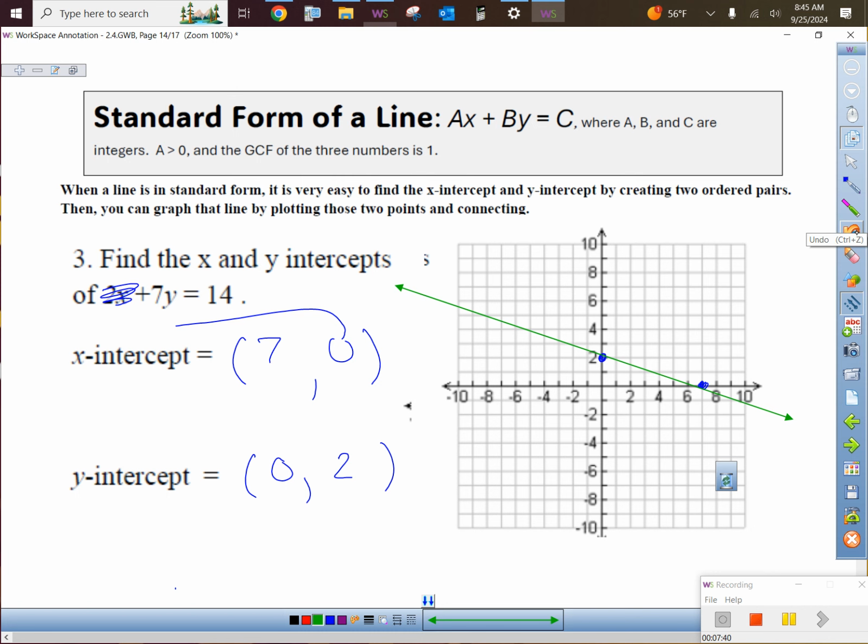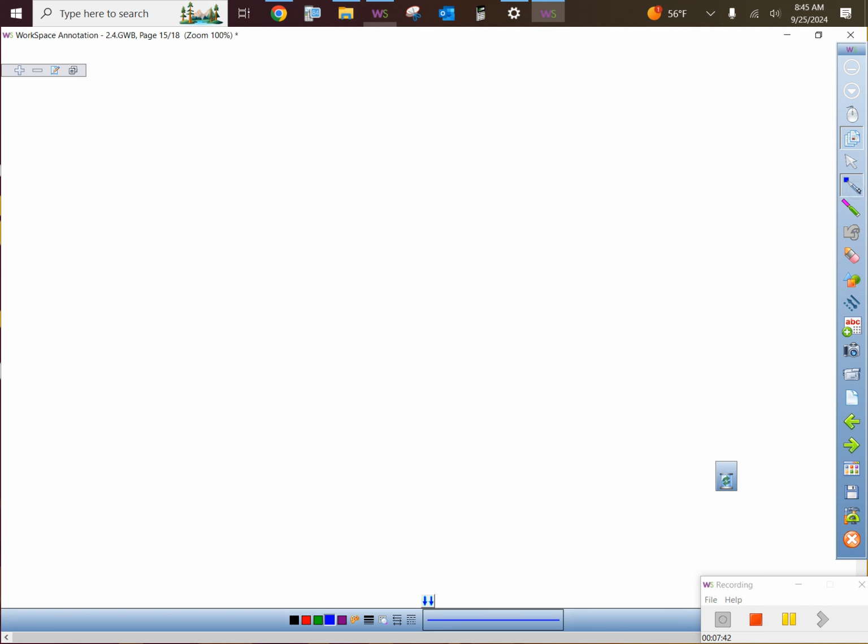Let me ask you this question here. 2x plus 5y equals 17. Is that in standard form? It's got to go ax plus by equals c. Is it in standard form? Yes. This one isn't going to be very pretty at all.